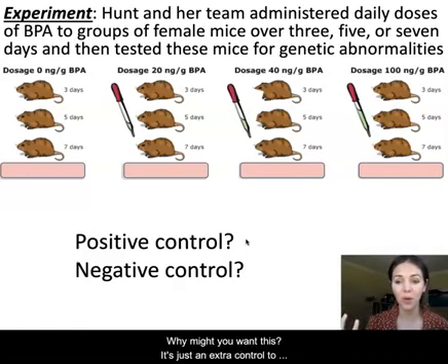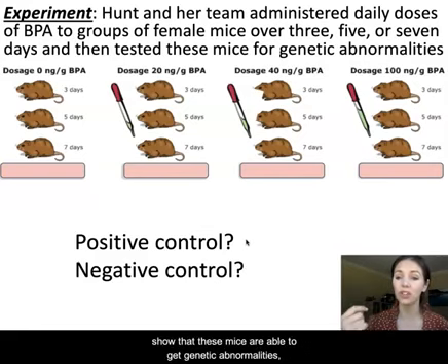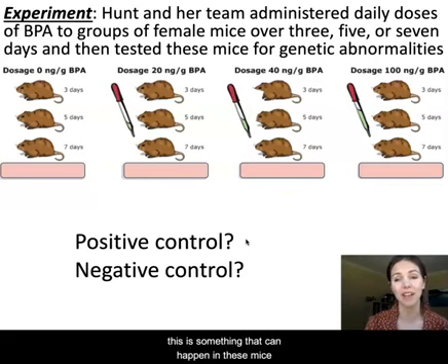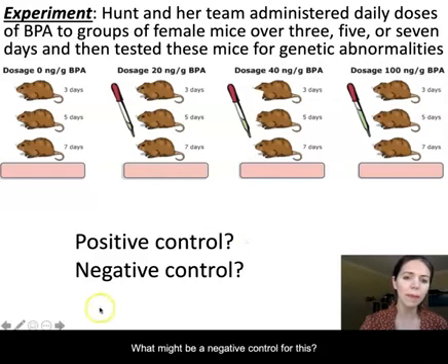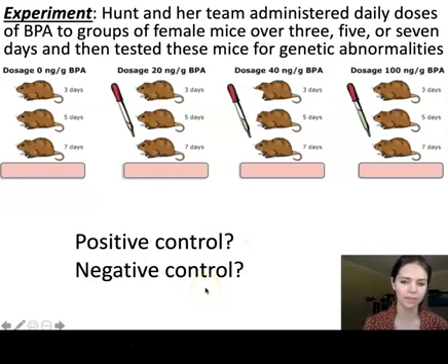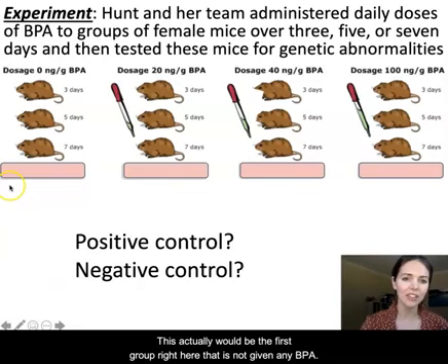Okay, and why might you want this? It's just an extra control to show that, hey, these mice are able to get genetic abnormalities, right? This is something that can happen in these mice. What might be a negative control for this? This actually would be the first group right here that is not given any BPA.